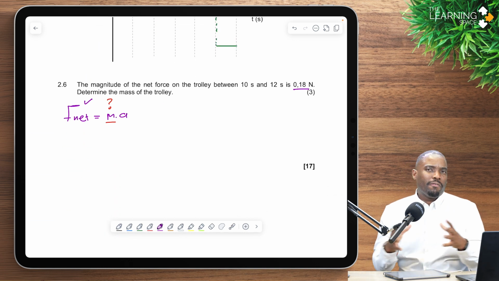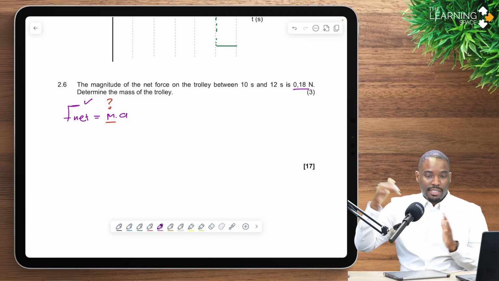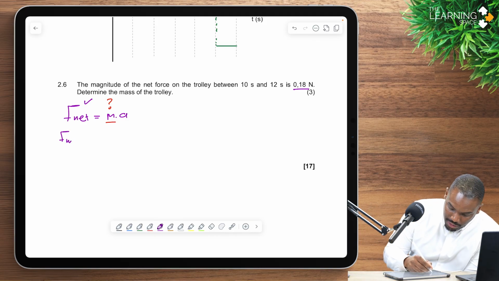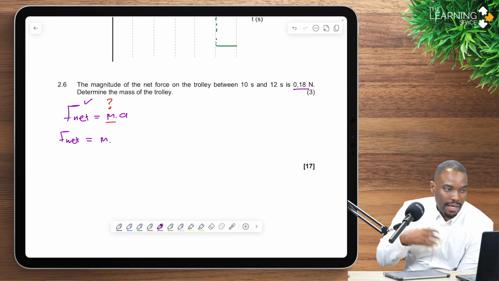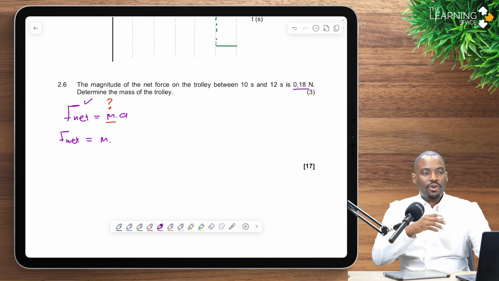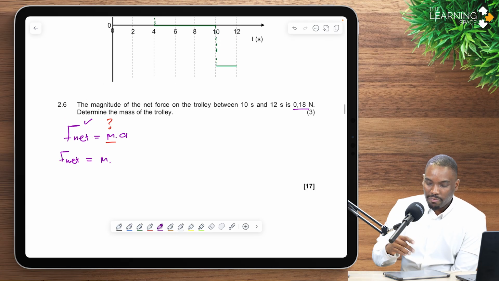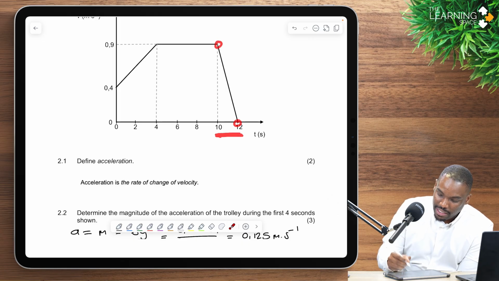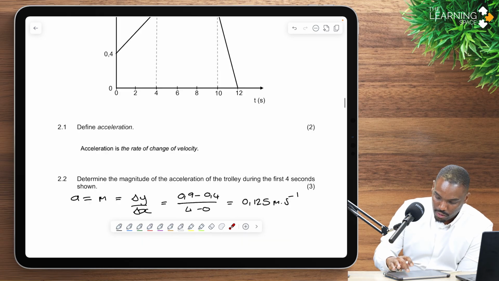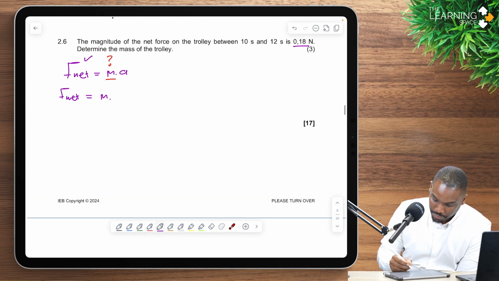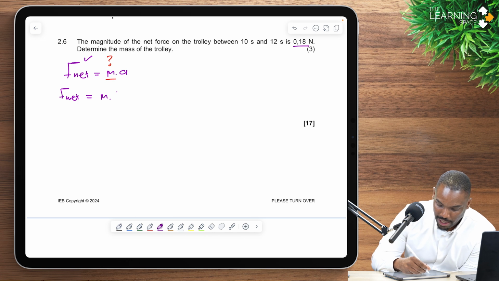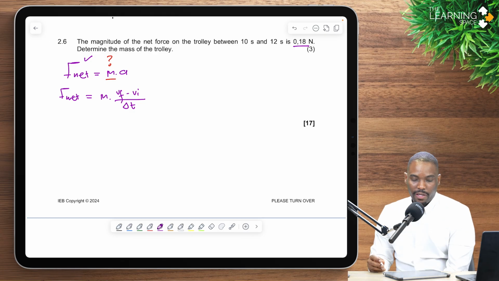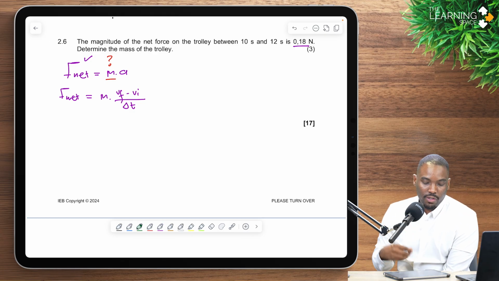I'm first going to expand out my formula so I can leave it in a point where I can just jump in and substitute everything. So let me just rewrite this. F net is equal to mass times my acceleration, and my acceleration in this case is going to be the gradient of said curve. So final minus initial: my final value for my velocity was 0, as you can see here. The initial value is 0,9, and the difference, my delta t, will be 12 minus 10, which will be 2. So let's quickly put that in there. So it'll be my VF minus my VI, and then divided by my delta t at the bottom there. That's my acceleration.